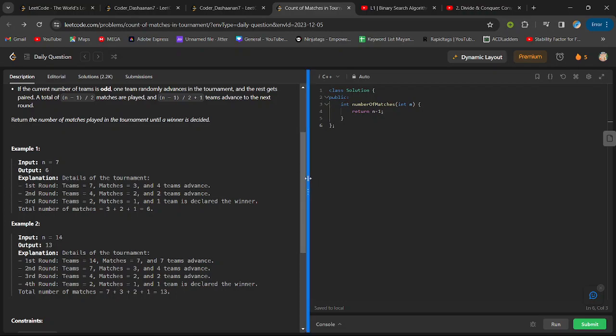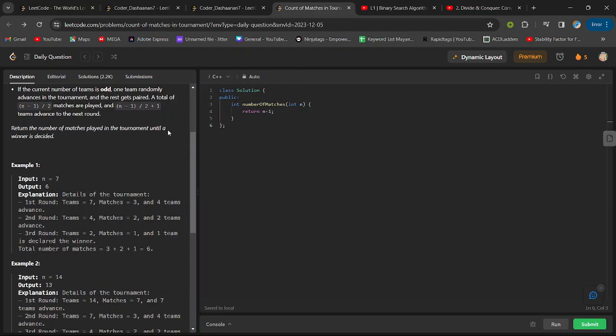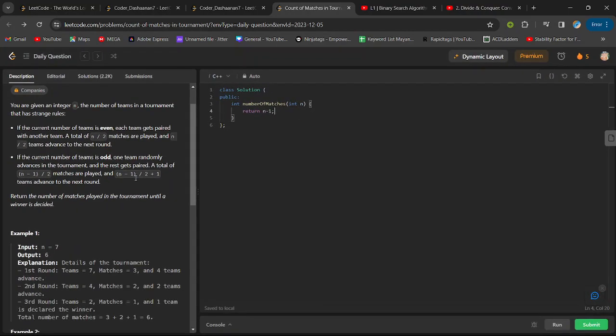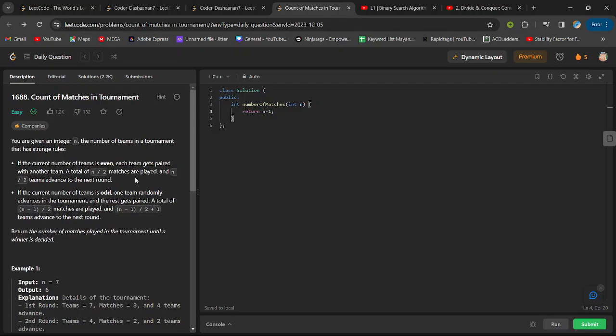So the code is going to be pretty simple. What we have to do is, we will simply return n minus 1, because we know n minus 1 matches will be played if there are n number of teams. Because of this strange rule, this is the code we are going to get.